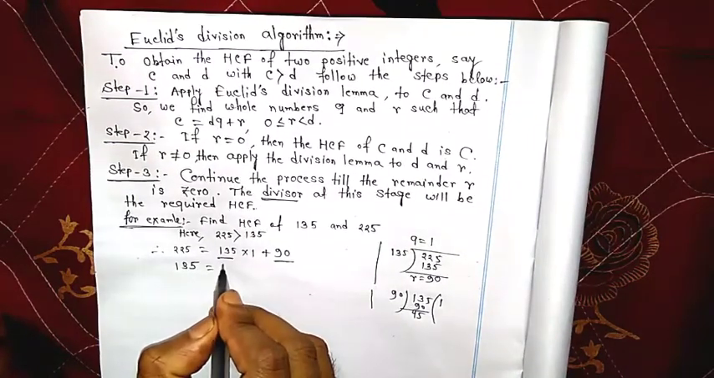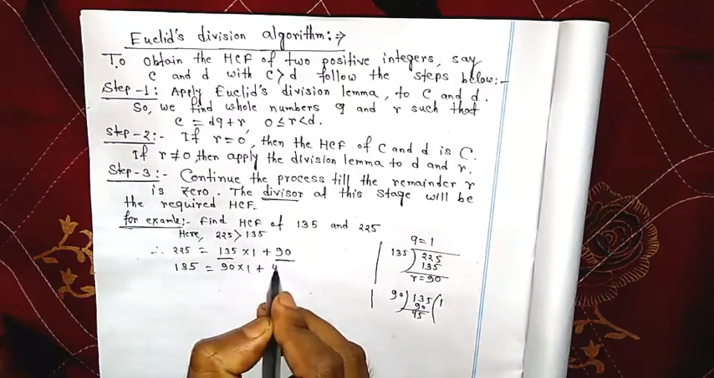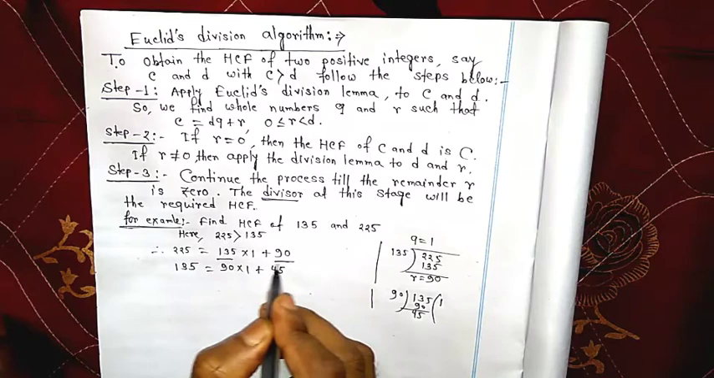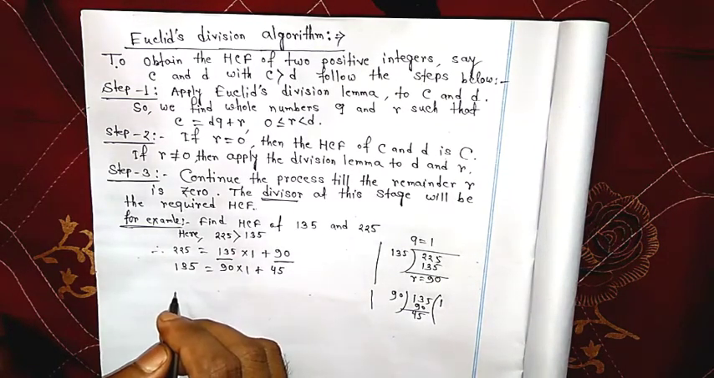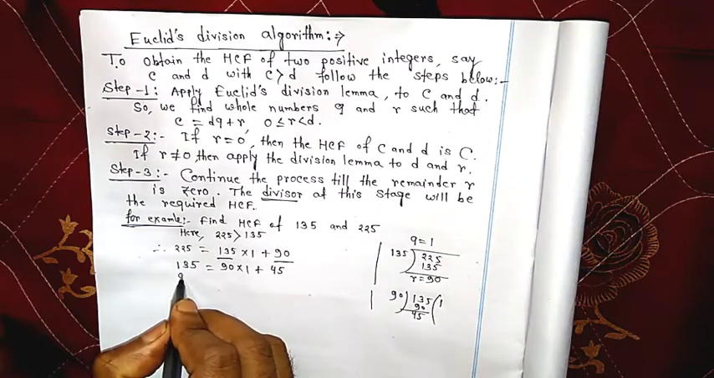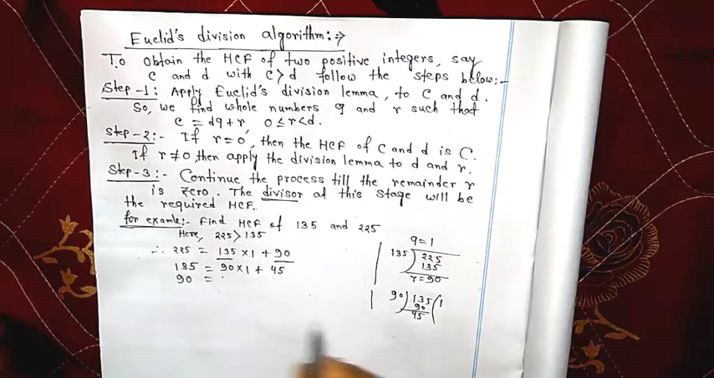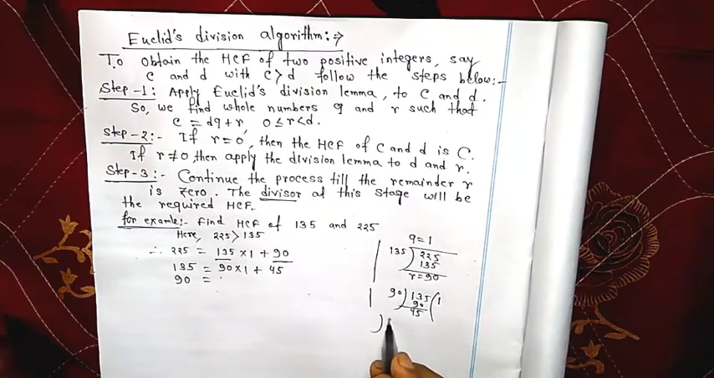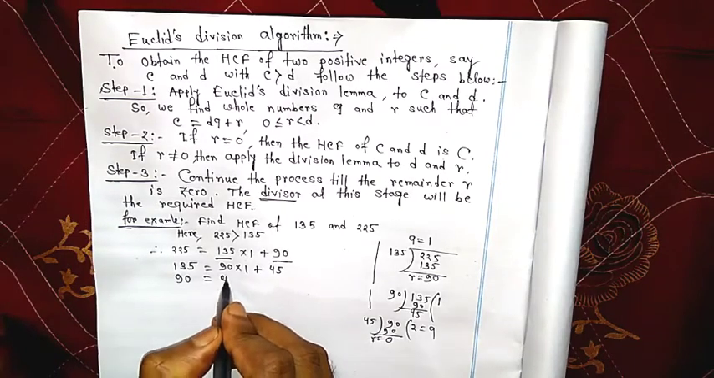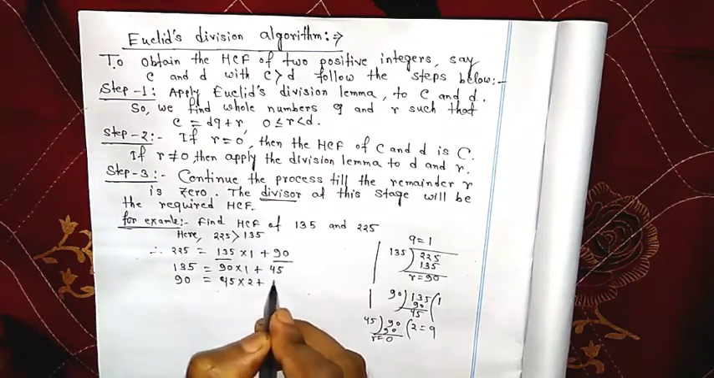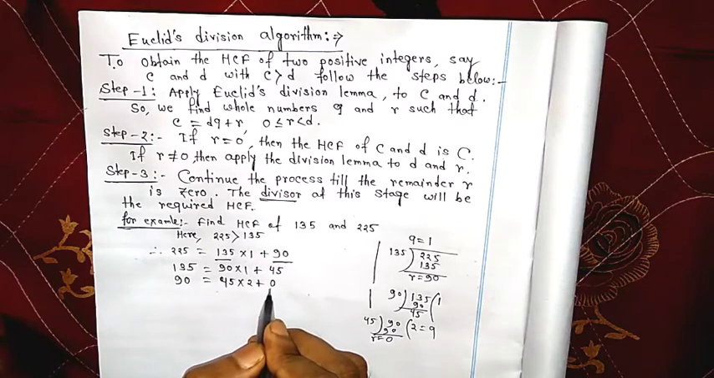So this can be written as 90 into 1 plus 45, again R not equal to 0. So again we have to apply division lemma. Now if we divide 90 by 45, then what we get? It's 2, it's 90 and it's 0. So R equal to 0, Q equal to 2. So 45 into 2 plus 0. So ultimately we get remainder equal to 0.